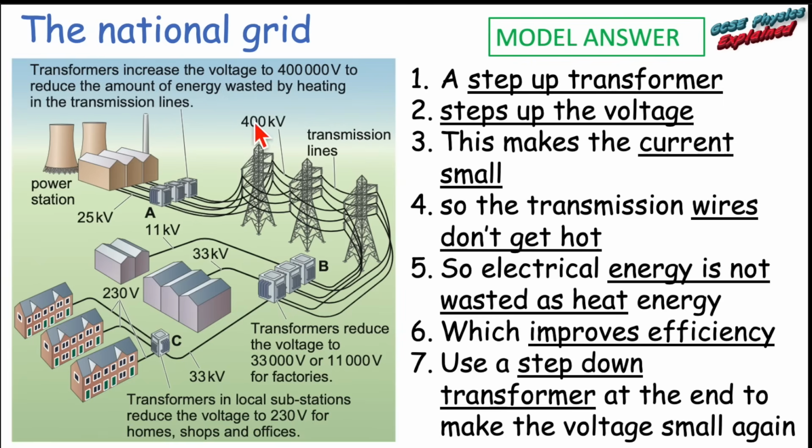Now, if we've stepped up the voltage at the beginning, we need to remember to step down the voltage at the end, because 400,000 volts is too much to put in people's houses and factories. We step the voltage down to 33 kilovolts for large factories, 11 kilovolts for small factories, and 230 volts for consumers like houses, schools, and hospitals. So loads of marks to be had there.